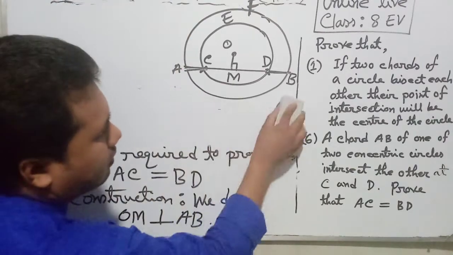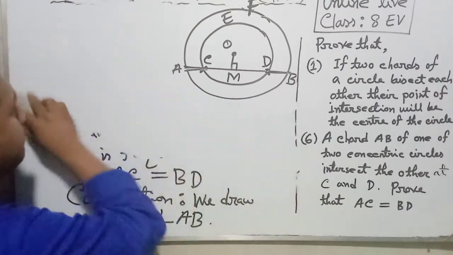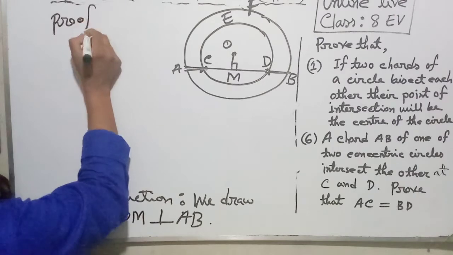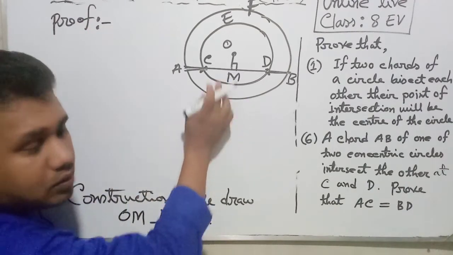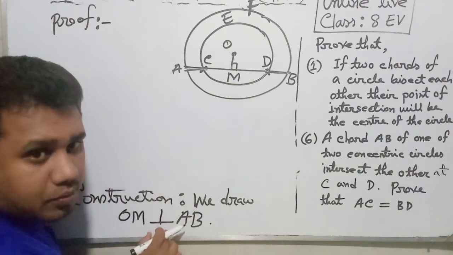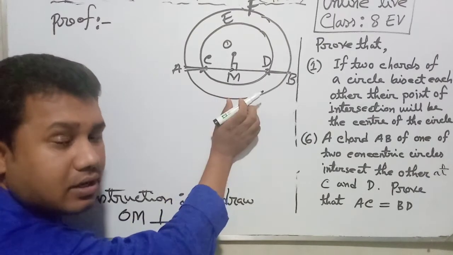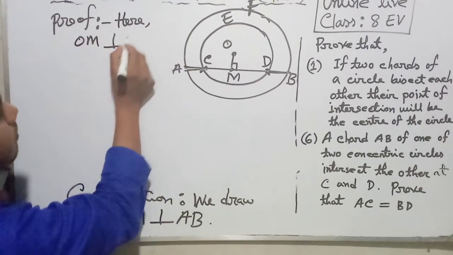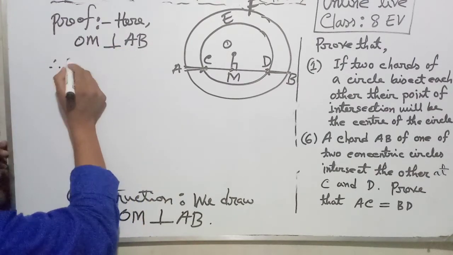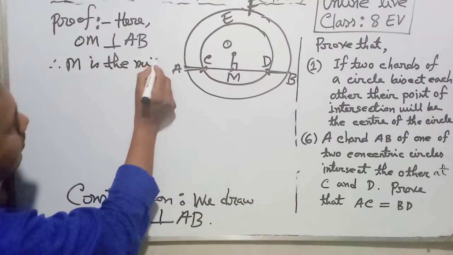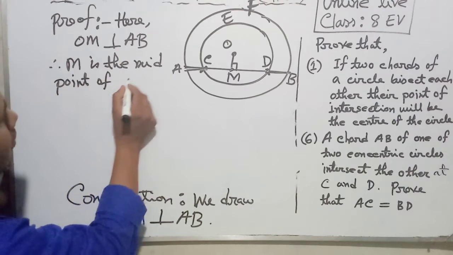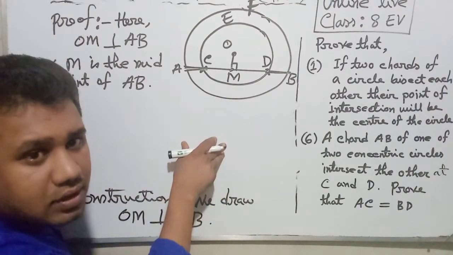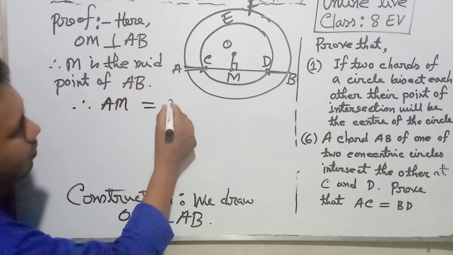This is our problem number 6, exercise 10.1. Now dear students, look, proof. Here OM is perpendicular by construction. So M will be the midpoint of the chord, remember. OM is perpendicular to AB. Therefore M is the midpoint of AB. So we can write, therefore AM equals BM.